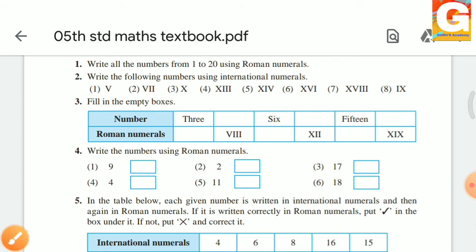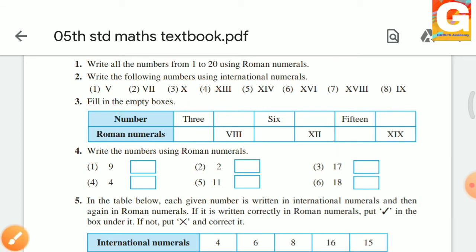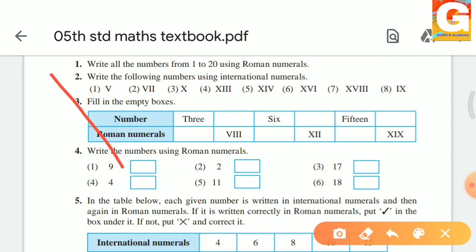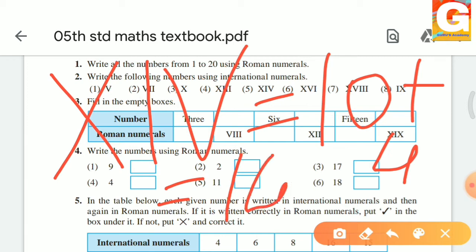That means, how is 13 written? It is written as 10, 1, 2, 3. This is your number 13. Now let's see what is the next. Next is number what? This is your 10. And what is written after that? That is your 4. That means 10 plus 4. What does it make? It makes 14.